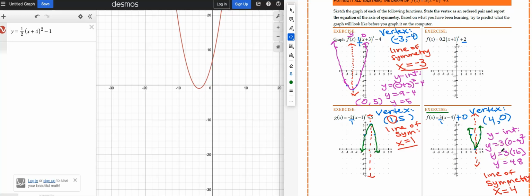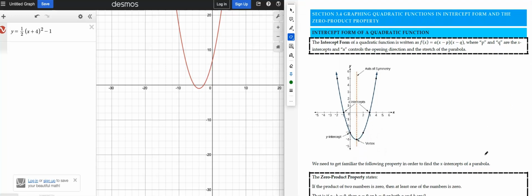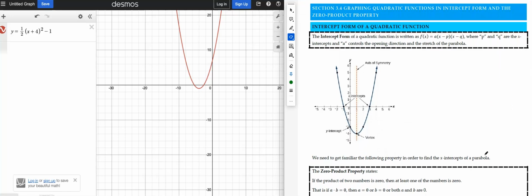Okay, so is that making sense with the vertex form we're doing there? Okay, because understanding that part is actually going to make the next section a lot easier to understand. So this was vertex form, and then our next section, 3.4, is going to be about graphing these in intercept form. All right, so intercept form looks like this. We have A, and then in parentheses, x minus p, and then in another parenthesis, x minus q, and p and q are the x-intercepts.